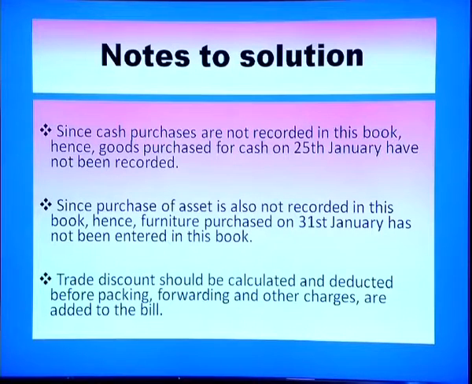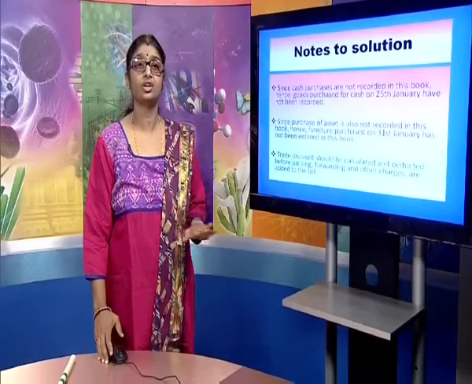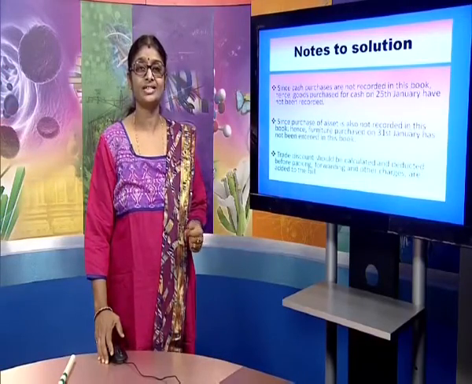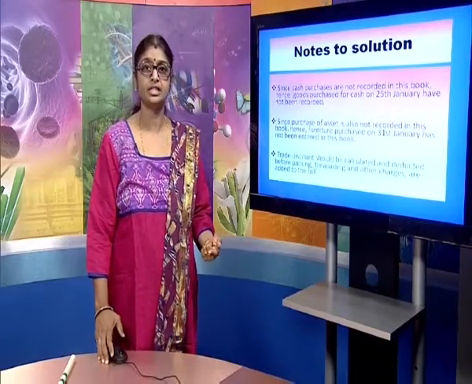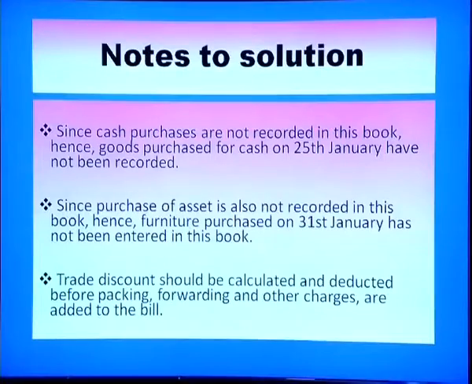Here is one note I want to mention to you: cash purchases are not recorded in the purchases book. So goods purchased on cash on January 25th we have not recorded. Purchase of an asset is not recorded in the purchases book. So furniture purchased on 31st January is not recorded in this book. Trade discount should be calculated before packing and should be deducted from the amount.